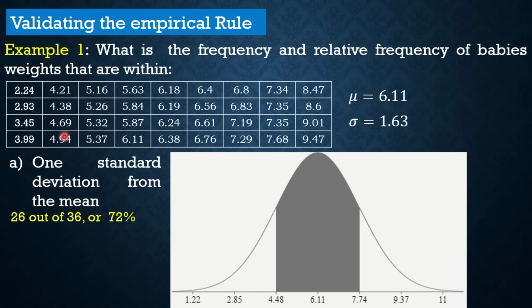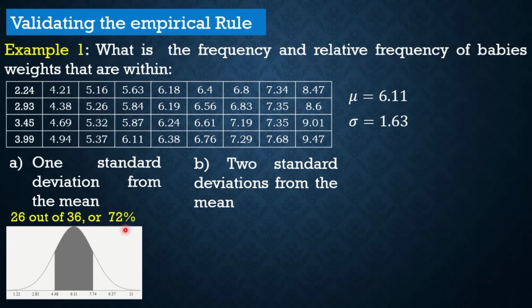So, 1, 2, 3, 4, 5, 6, 7, 8, 9, 10, 11, 12, 13, 14, 15, 16, 17, 18, 19, 20, 21, 22, 23, 24, 25, 26. So hanggang kay 7.68 lang kasi yung kasunod na is 8.47. Ang sabi hanggang 7.74 lang. So 26 lahat. So, since 36 lahat to, 26 out of 36, that is 72%. So, paano kinuha? 26 divide 36 times 100, kaya 72%.